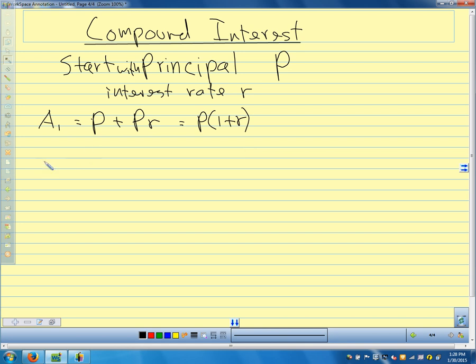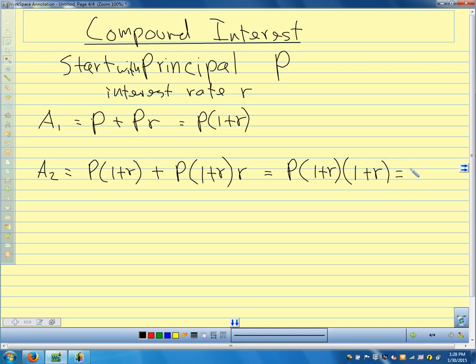The amount after 2 years is the amount that we end up with at the end of the first year, P times 1 plus R, plus the interest we earn on that amount, which is P times 1 plus R times R. Well, now we have a common term of P times 1 plus R. So I'm going to factor that out. When I factor that out of here, I end up with a 1. When I factor that out of here, I just end up with an R. And that gives me P times 1 plus R squared.